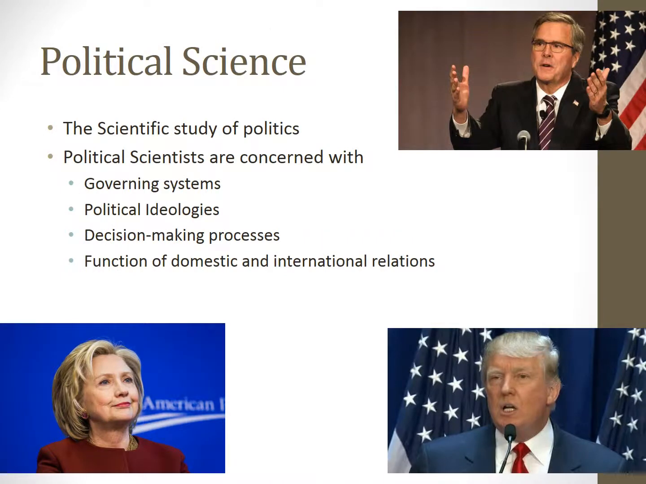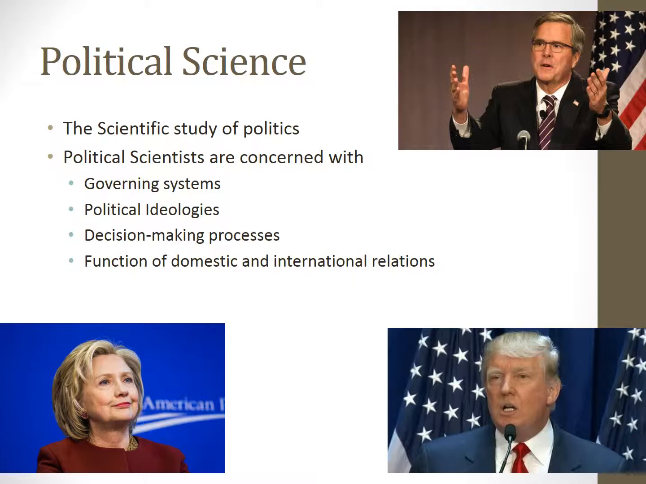Political science is really the scientific study of politics. Political scientists are concerned with governing systems, with political ideologies. They're concerned with the decision-making processes of individuals in political positions, and with the functioning of domestic and international relations. They're interested in political systems and governing systems, and in looking at how different governments work.